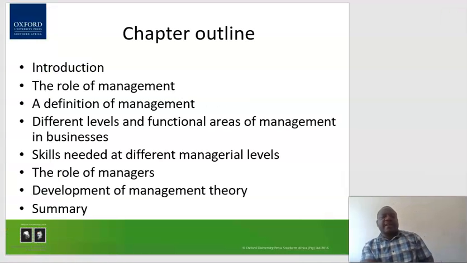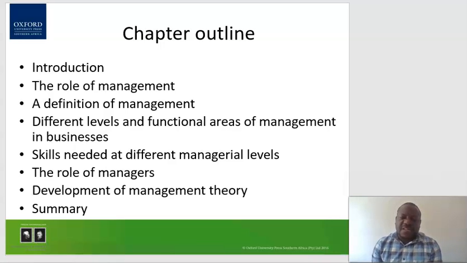The chapter outline, basically we're going to look at the introduction, role of management, definition of management. What is management? Different levels and functional areas of management in a business. Then we'll look at the skills needed at different levels of management: conceptual skills, interpersonal skills, and technical skills. Then we'll also look at the role of managers, which is part of your tutorial assignment. Then the development of management theory, which is also part of your tutorial assignment.